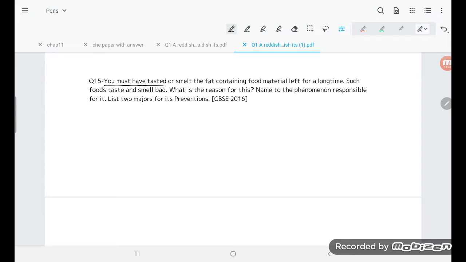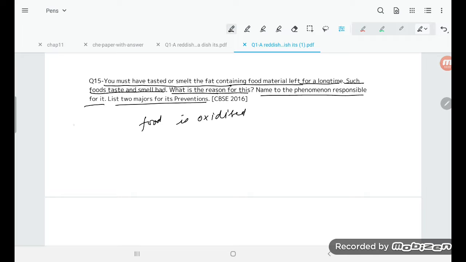Question number 15. You must have noticed the smell of fat-containing food material left for a long time. Such food tastes and smells bad. What is the reason for this? The reason is rancidity, student. The food becomes rancid, oxidized. Name the phenomenon responsible for it and list two prevention methods. The food is oxidized. The reason is this one.